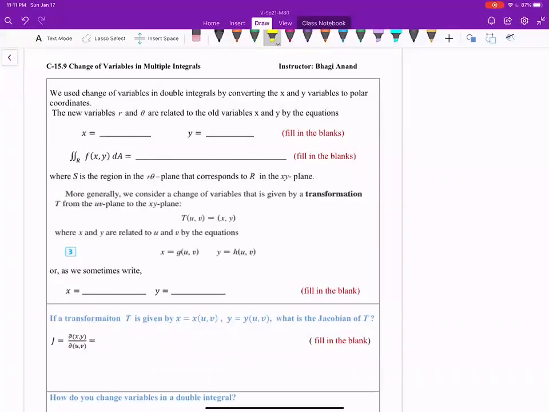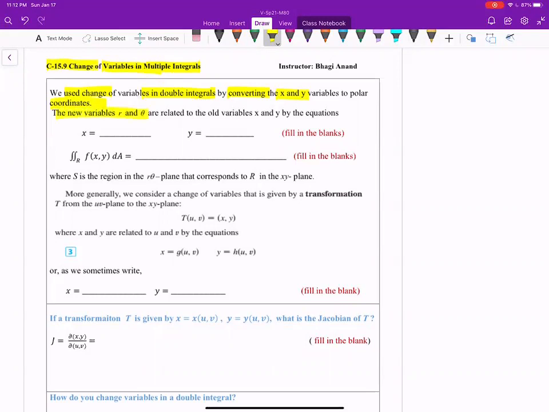Welcome everyone. In this video, I will be covering section 15.9, change of variables in multiple integrals. We used change of variables in double integrals by converting x and y into polar coordinates. We used change of variables also in triple integrals. We changed Cartesian coordinates to cylindrical coordinates. We changed Cartesian coordinates to spherical coordinates as well.